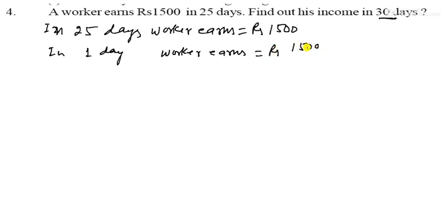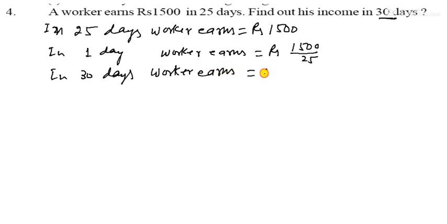So in one day worker earns rupees how much? 1500 divided by 25. Now in 30 days worker earns rupees 1500 upon 25 into 30.